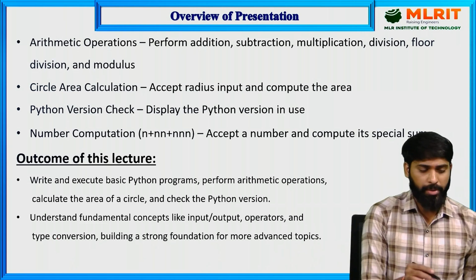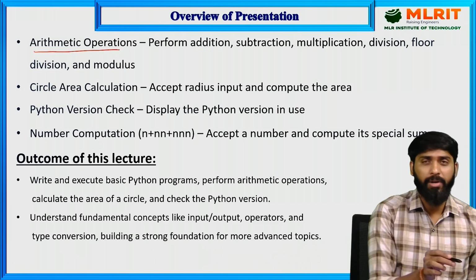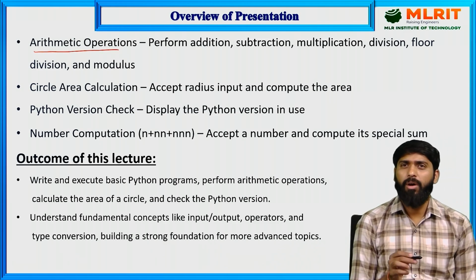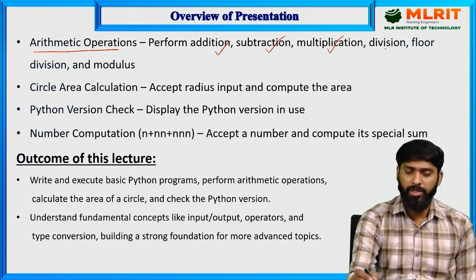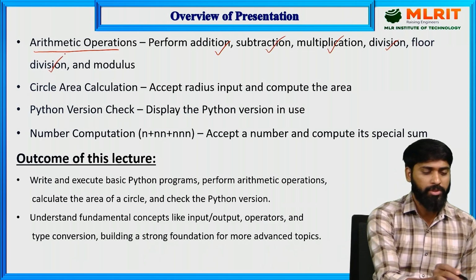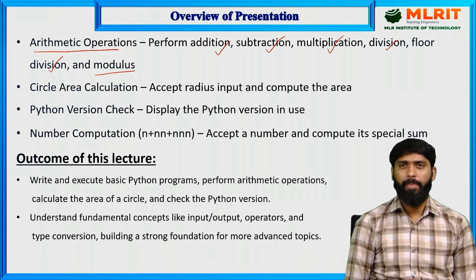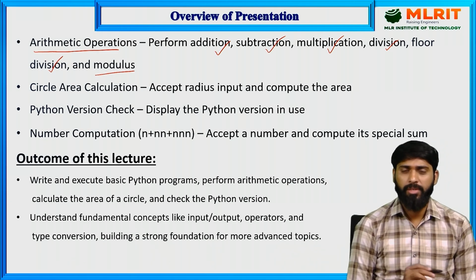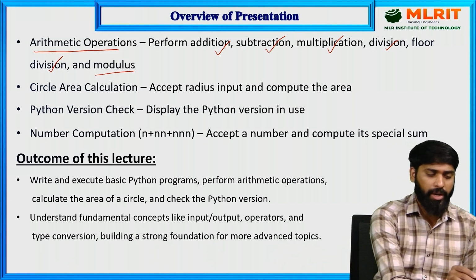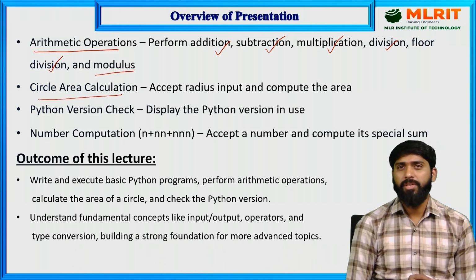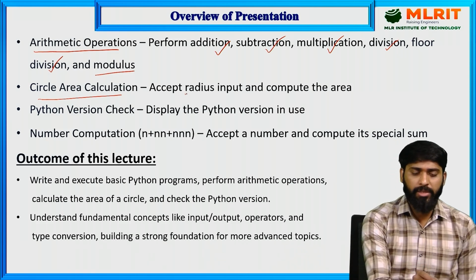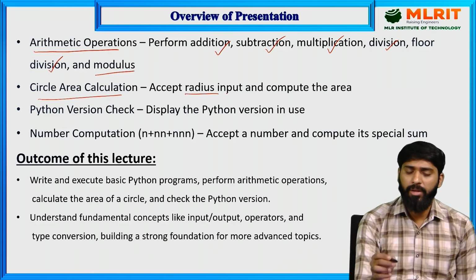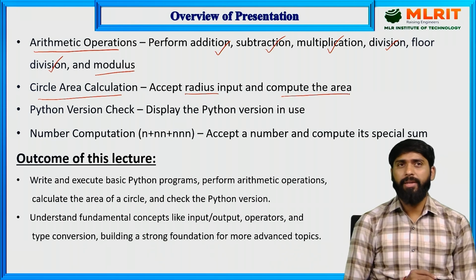The first program is related to performing arithmetic operations. How do we perform addition, subtraction, multiplication, division, floor division and modulus in Python? You will see this program first. After that, we are going to write another program related to finding the area of a circle. Circle area calculation: this will accept the radius as an input and we are going to compute the area.